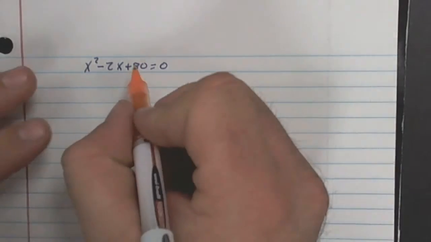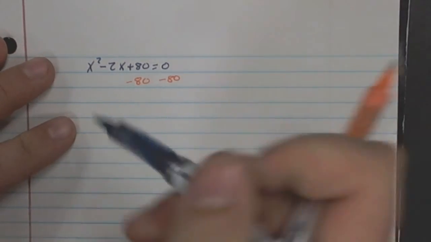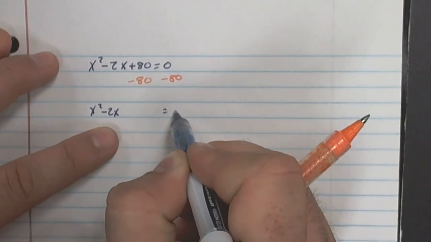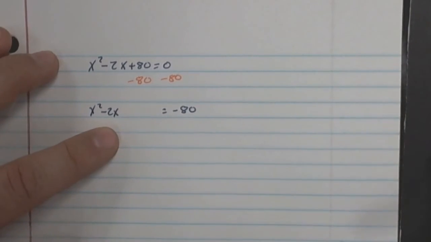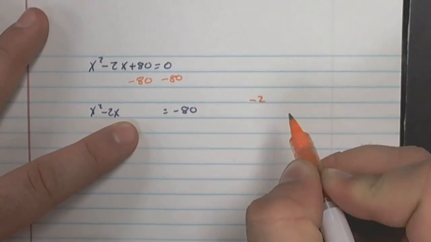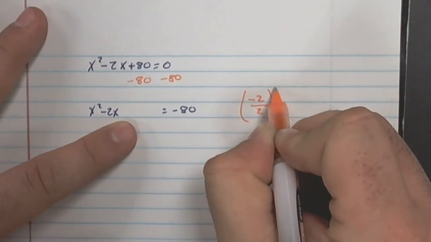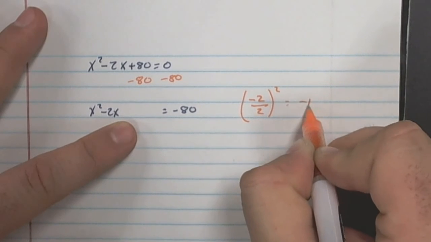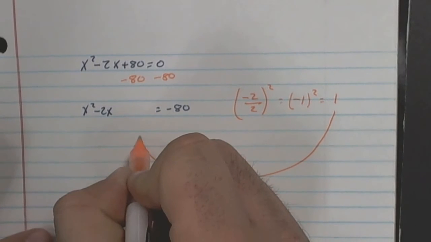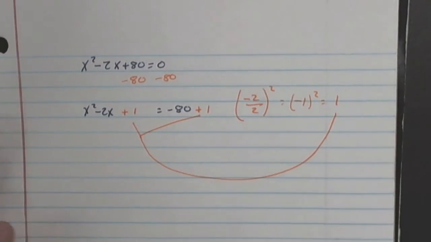Again, first step is to get rid of that c term, move it to the other side. That's going to leave me x squared minus 2x, I'm going to leave a space, is equal to negative 80. Now to find out what I add to both sides, I'm going to take my b term, negative 2. I'm going to cut it in half, divide it by 2, and I'm going to square it. Negative 2 divided by 2 is negative 1. Negative 1 squared is positive 1. I'm going to take that positive 1 and add it to both sides.